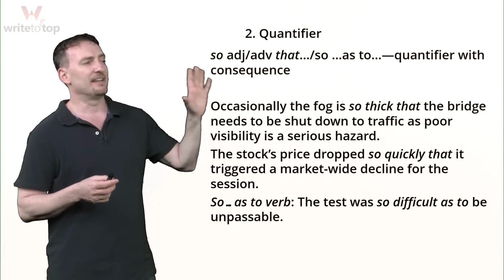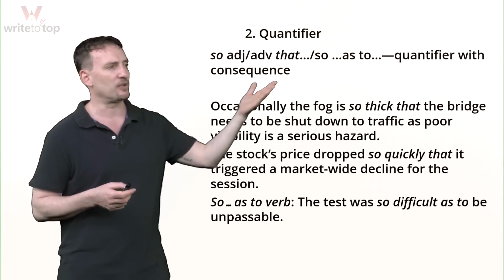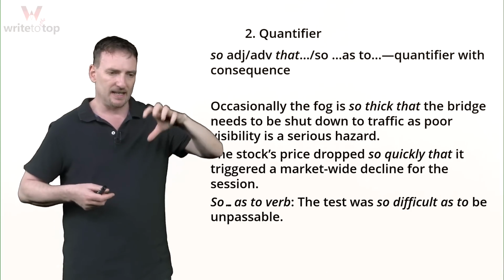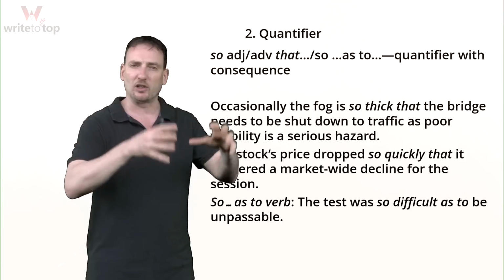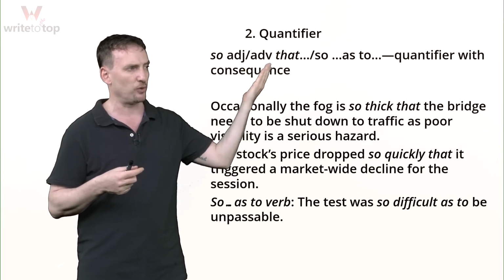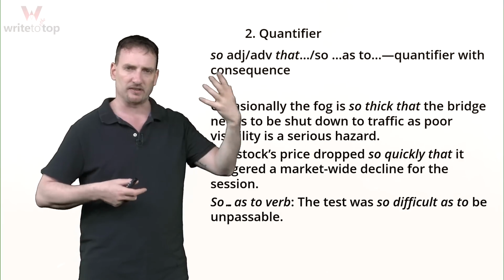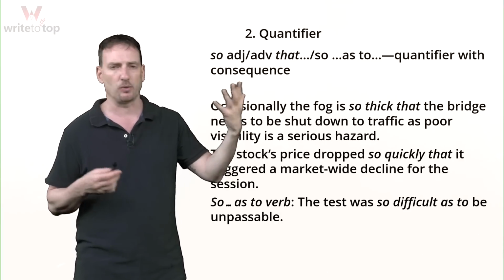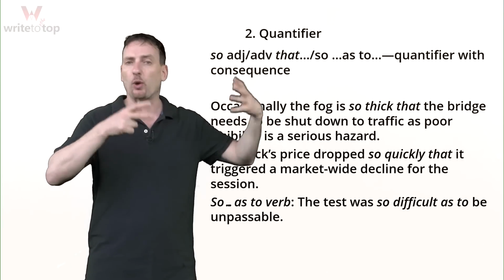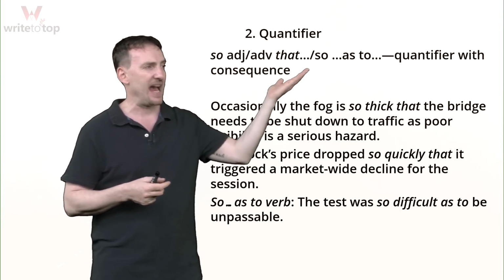Now, another way to add a quantifier is a quantifier with a consequence. What this means is that you're showing there's a lot of something. You can use an adjective or an adverb, there's a lot, or there's a frequency or speed or whatever you want to use in an adverb, "so much" or "so many" or "so often" that.